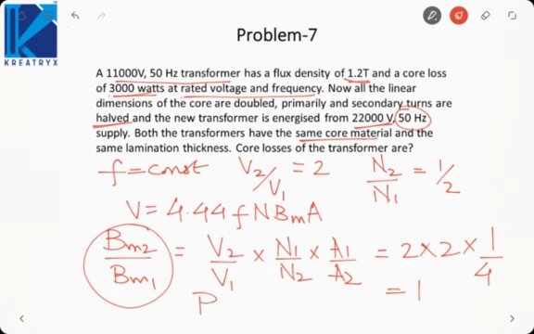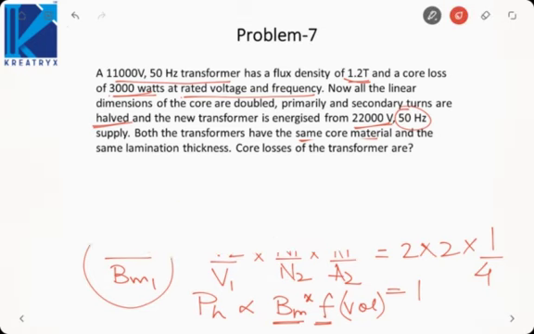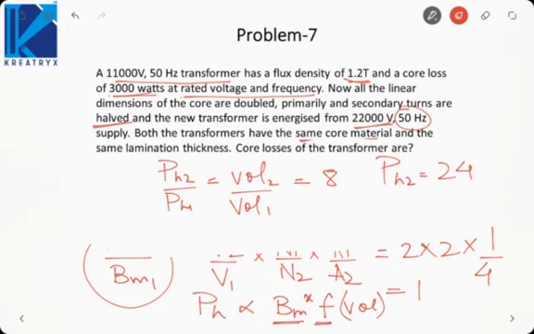Now we know hysteresis loss is proportional to Bm raised to the power x into F into volume. Now Bm is constant, frequency is constant, so hysteresis loss will be proportional to volume. Since dimension becomes double, the volume will become 8 times. So pH2 by pH1 will be volume 2 by volume 1, that is 8. So the new hysteresis loss will be 8 into 3000, that is 24,000 watt. That will be the hysteresis loss in the new transformer.